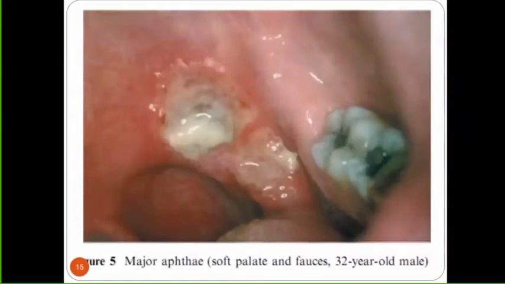This is major. The size is very big. Can you see a big major ulcer which is present? There are two in fact. They are posterior to the last molar, on the mucosa which is non-keratinized. The palatal pillars and the mucosa over here are non-keratinized, as against your attached mucosa. So they are occurring over here and the size is very big.